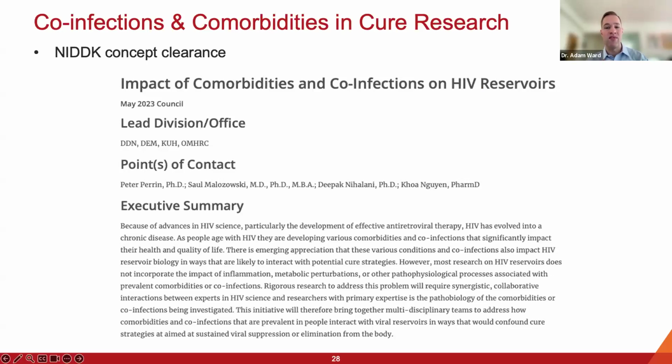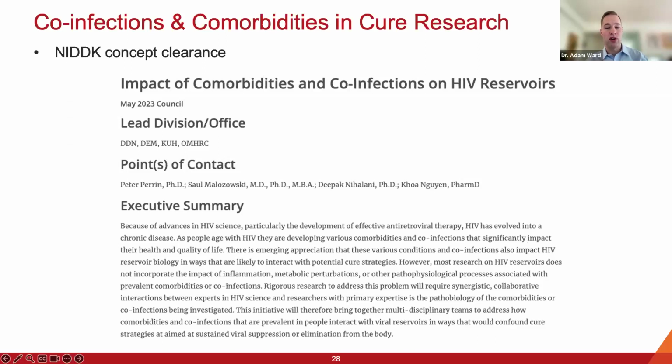This concept clearance means that an advisory council at this particular NIH institute has approved this concept for development, potentially into new funding opportunities. And so they note in this concept clearance that as people age with HIV, they are developing various comorbidities and co-infections that significantly impact their health as well as quality of life. And there is emerging appreciation that these various conditions and co-infections also may impact HIV reservoir biology in ways that may be likely to interact with potential cure strategies.